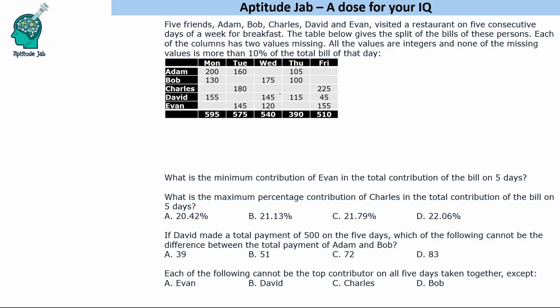Okay, so we are given some values, three values, two of the values are missing, and each of the columns has two values missing, and all the values are integers, and none of the missing values is more than 10% of the bill of that day. Okay, so from this we will get a range, right? So this is a question based on maxima and minima. Before we solve this entire thing, let us find out what we need to do.